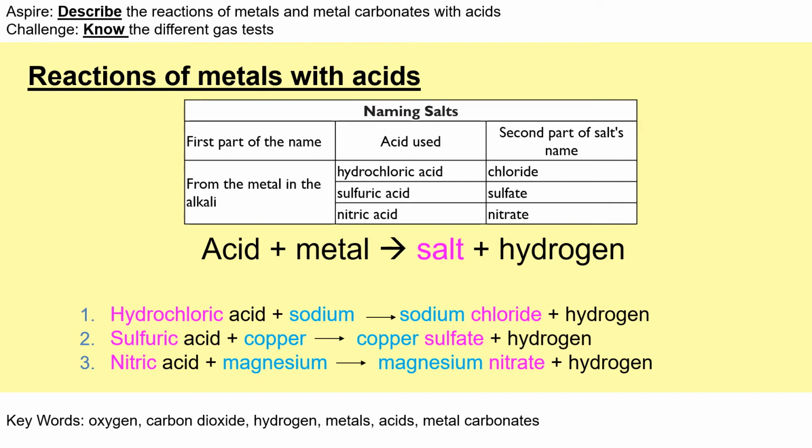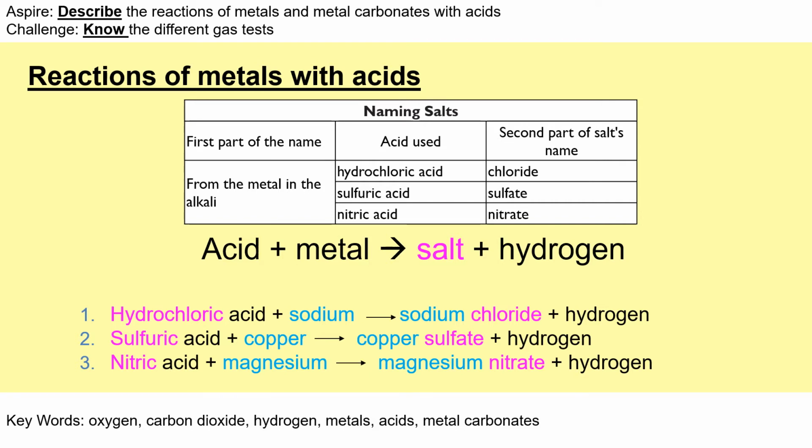So some examples below. We have hydrochloric acid, so again that will give us a chloride salt, and the first word of the salt comes from the metal word, so it's just sodium in this first case, plus hydrogen. Example number 2, sulfuric acid will give us a sulfate salt, and obviously the word copper comes from the copper itself, plus hydrogen again, and nitric acid gives us a nitrate salt, and obviously magnesium comes from the metal plus hydrogen again.